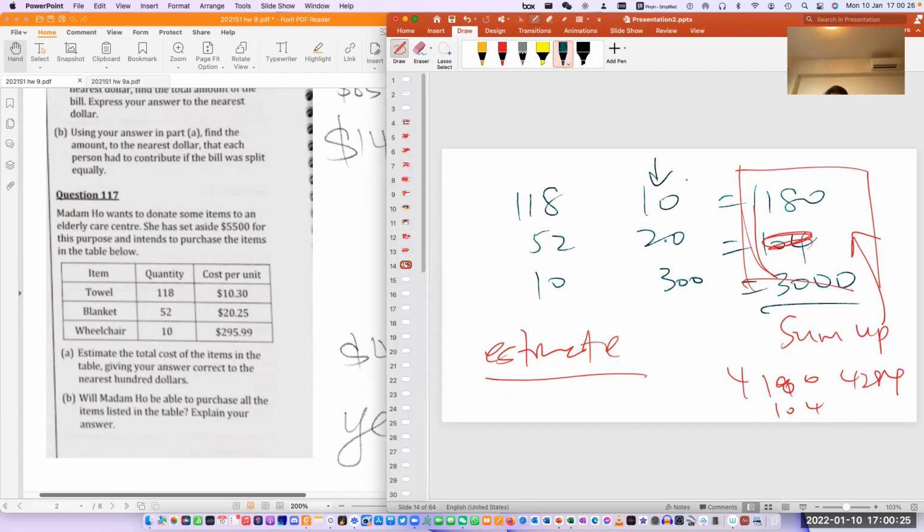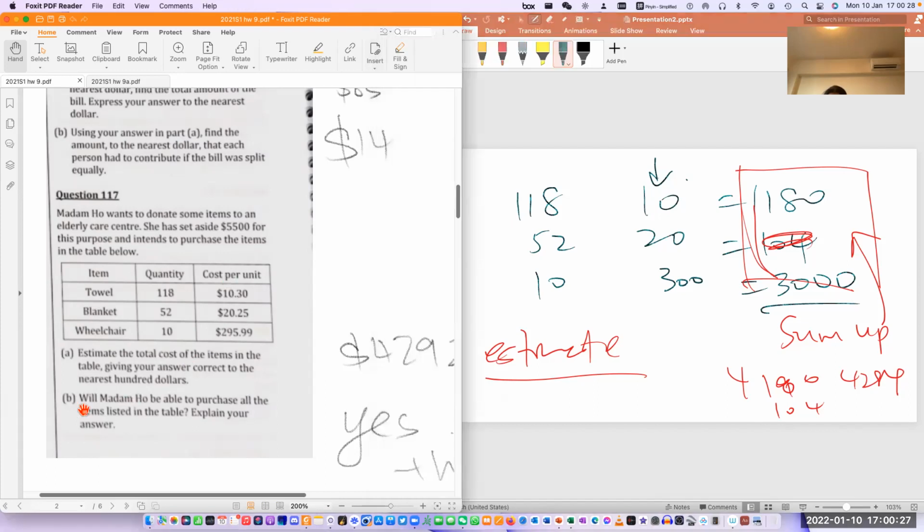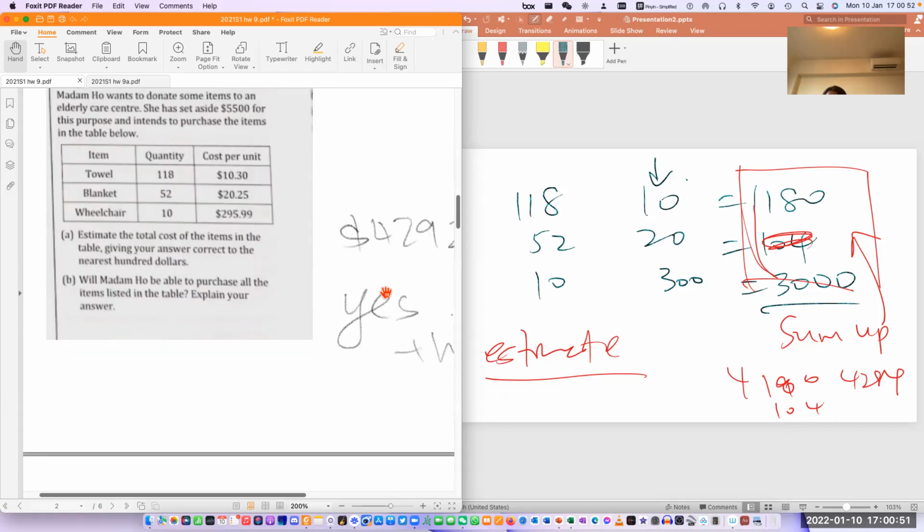It says, will Madam Ho be able to purchase all the items listed in the table? Explain your answer. So 5500, of course. Because this 5,500 is definitely more than this 4299 something. So definitely Madam Ho can purchase all these items and still have some balance.